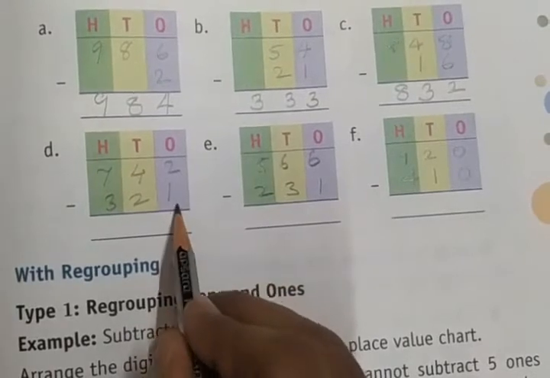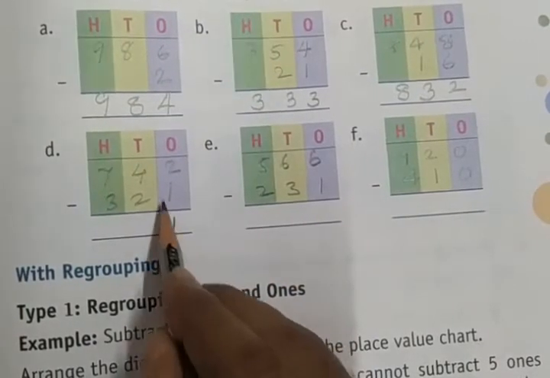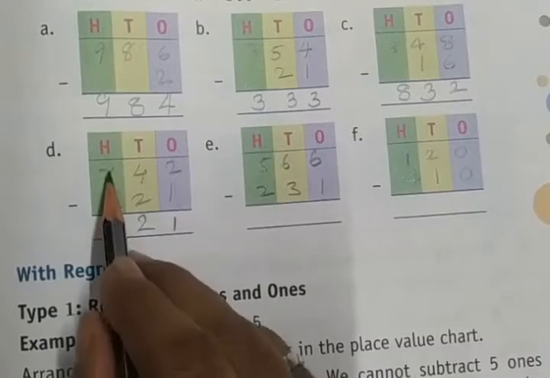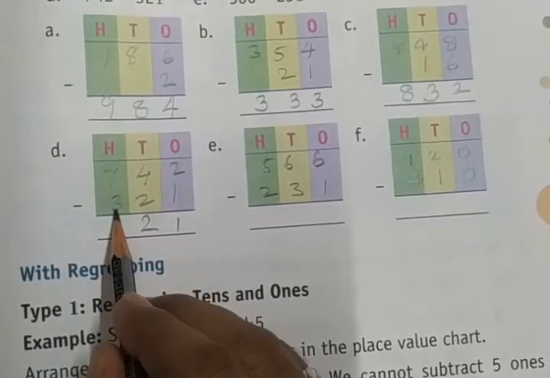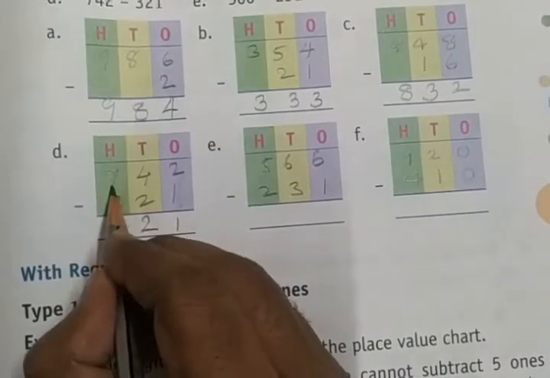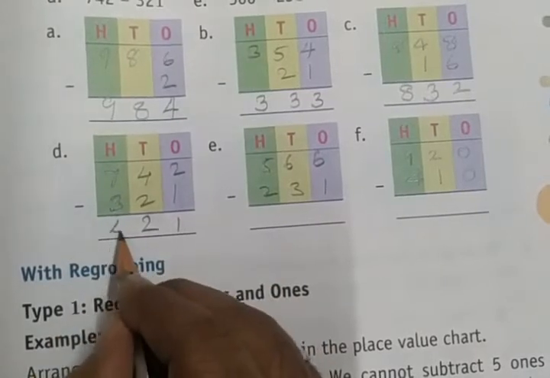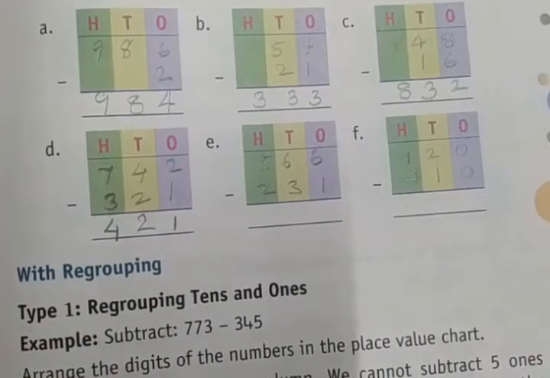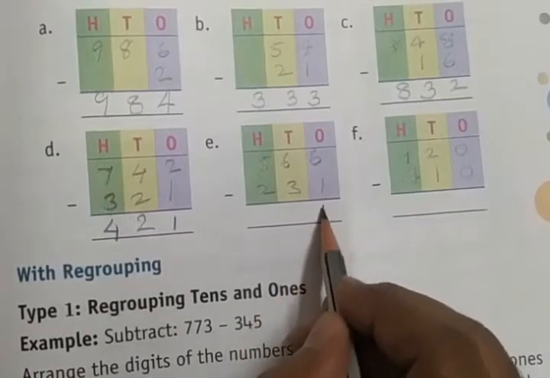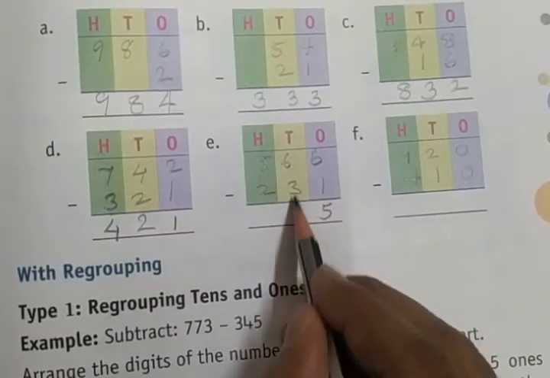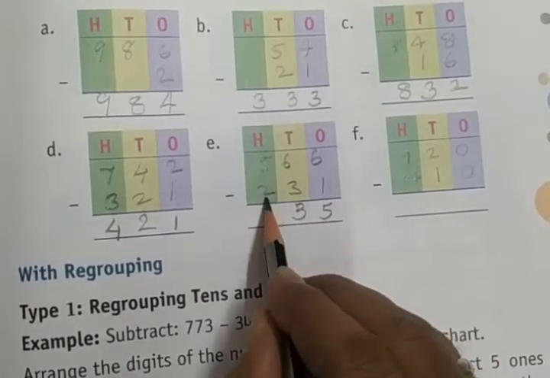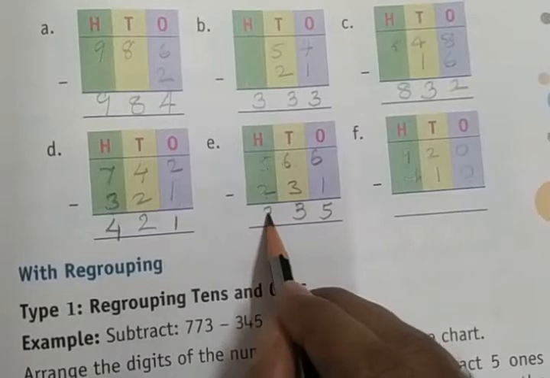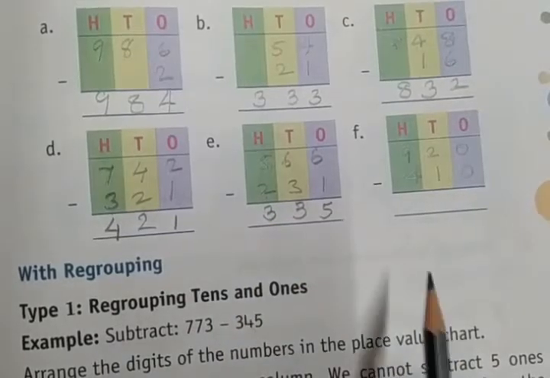So here 2 minus 1 is 1. 4 minus 2 is 2. 7 minus 3 is 4. Okay, so then 6 minus 1 is 5. 6 minus 3 is 3. 5 minus 2 is 3. Okay, this is how we need to solve this.